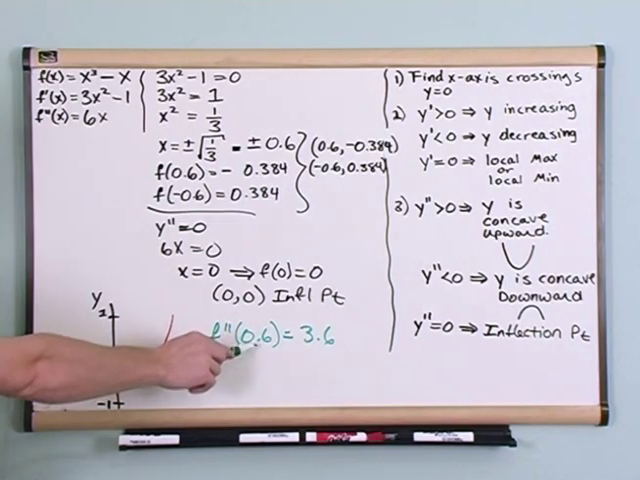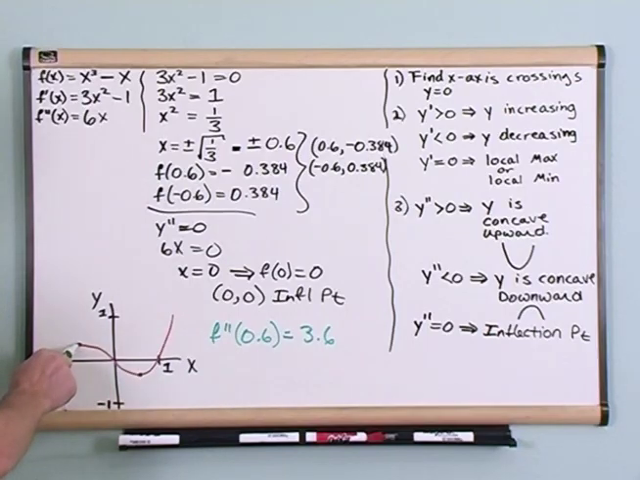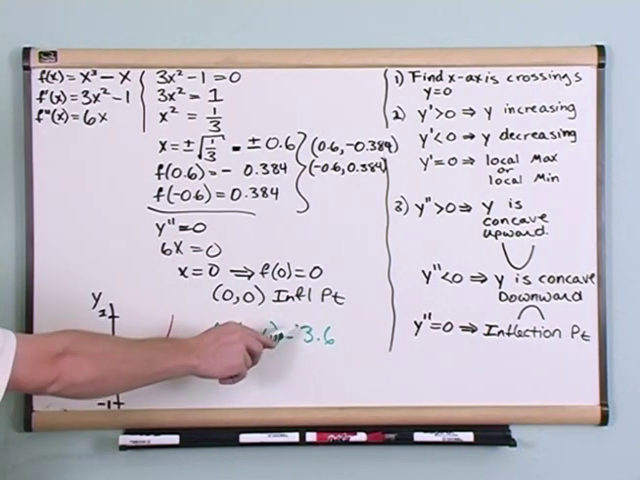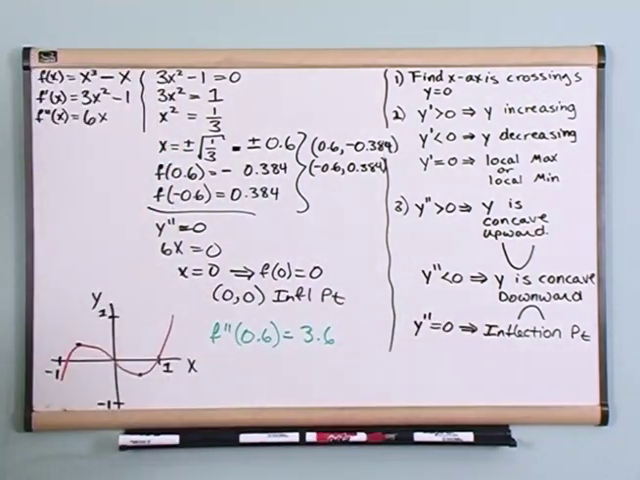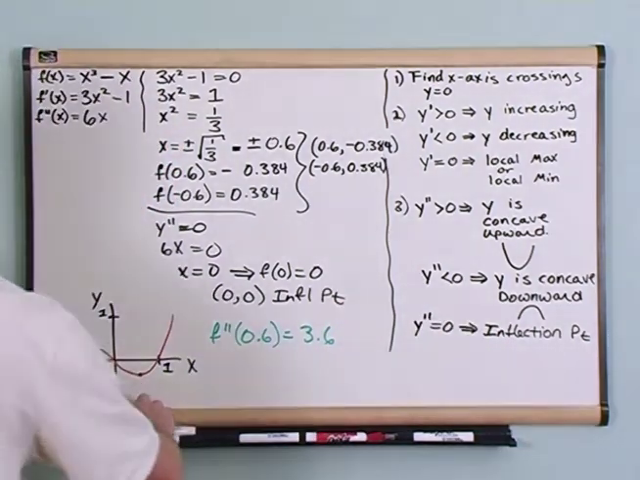If you were to put negative 0.6 in here, over here at this point, and evaluate it, you'll get a negative number, and that'll prove to you that it's concave downward, which is exactly what we wanted to prove.